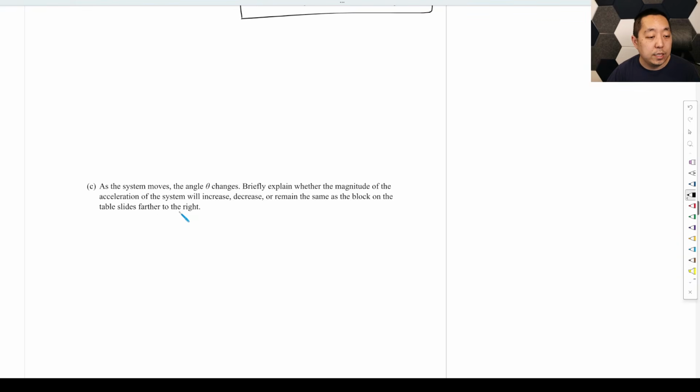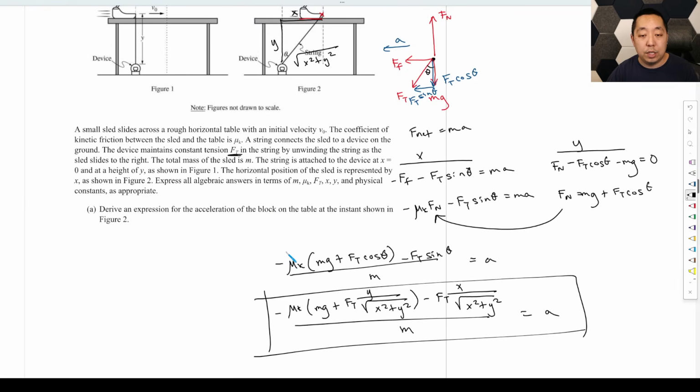Okay, as the system moves and the angle changes, briefly explain whether the magnitude of the acceleration of the system will increase, decrease, or remain the same as the block slides further to the right. So as the angle changes, what do we think about the acceleration? Let's reason that out from this equation. This can be a little tricky, but basically, you're going to increase the x component. This is maybe not such a great question. The x component will increase because you're going to have more of a tension force, but the normal force will then decrease a little bit because you're not pulling down on it as hard, right? So you'll see that here.